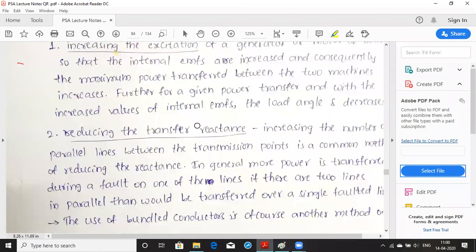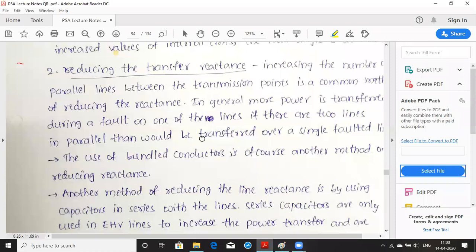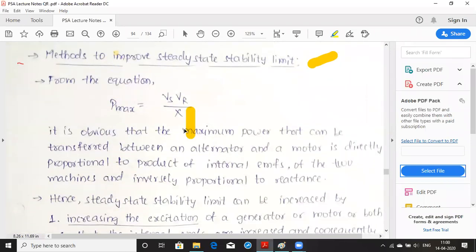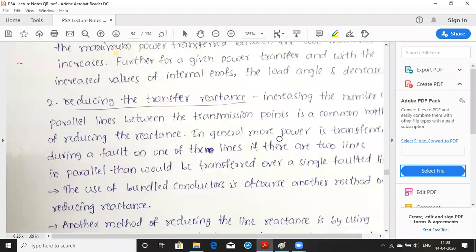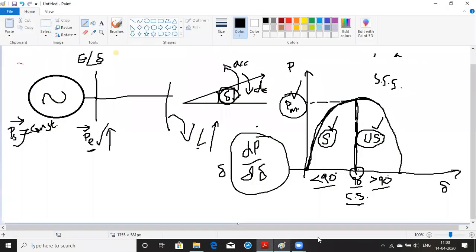So what is another method? Another method is to reduce the transfer reactance. How can we reduce the transfer reactance? What are the different possibilities to reduce the reactance? Okay, the first possibility is parallel lines. If you are using parallel transmission lines, what happens compared to the previous condition? If you have this as X, and now you are using another transmission line, this complete factor is not X, now it will be X by 2. Therefore the reactance is reduced if you are using a parallel transmission line.